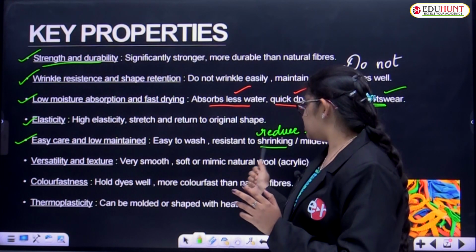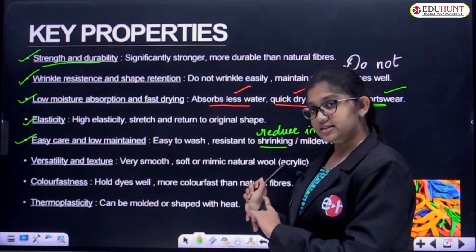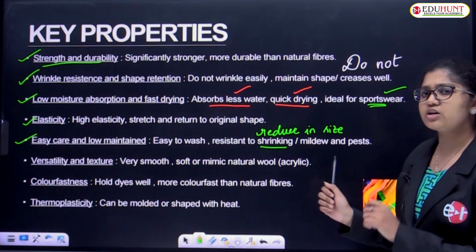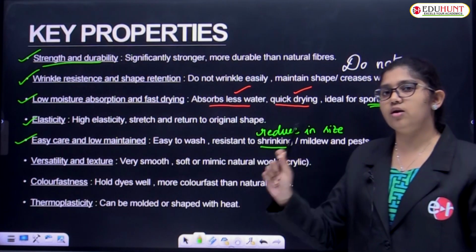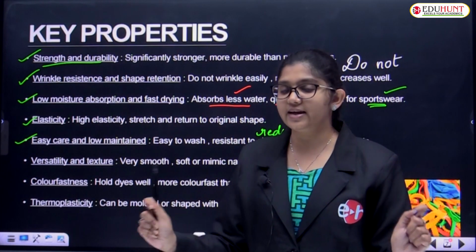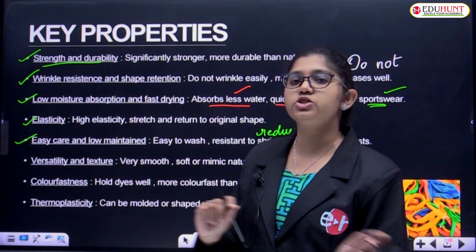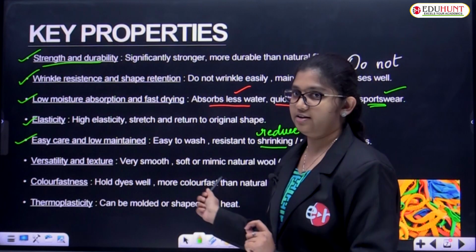Okay, so resistant to shrinking. What is this? Synthetic fiber is resistant to shrinking. It will not reduce its size. It will be all over original. It will maintain its original shape. It will not shrink at all. What is that fabric? Okay, synthetic fiber.